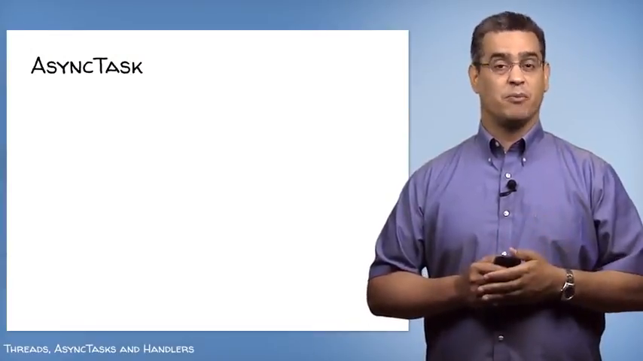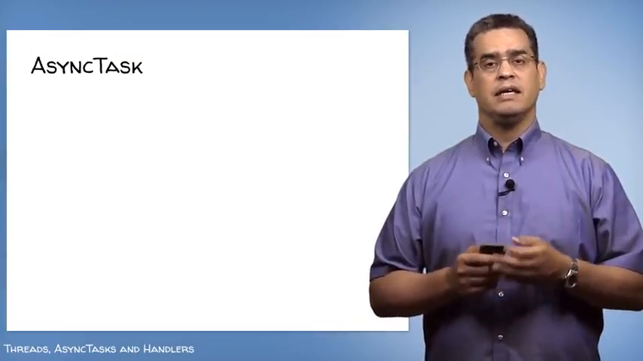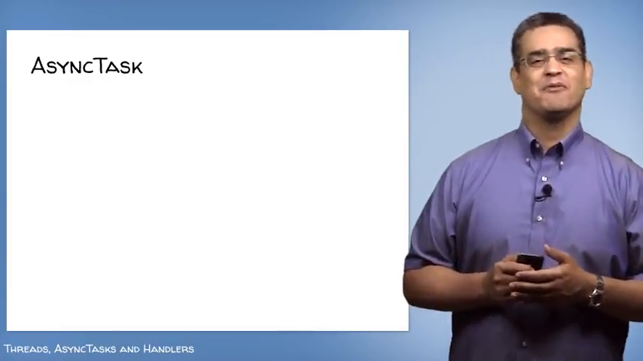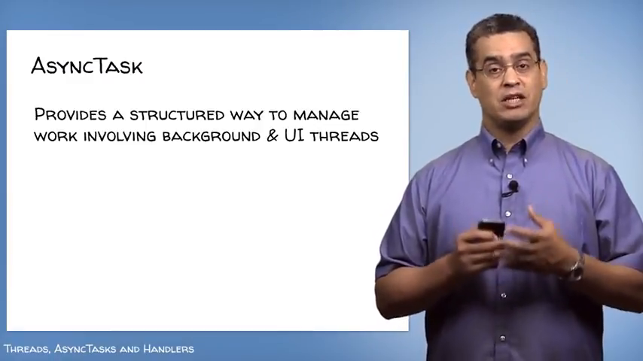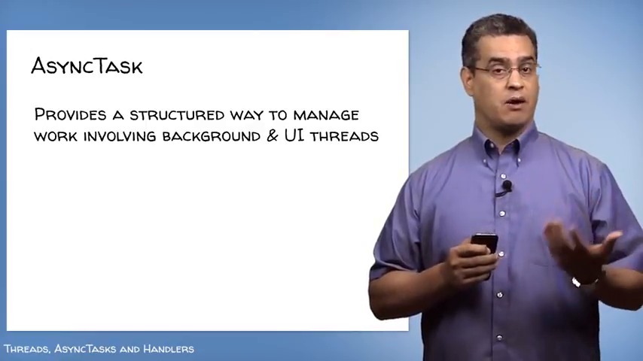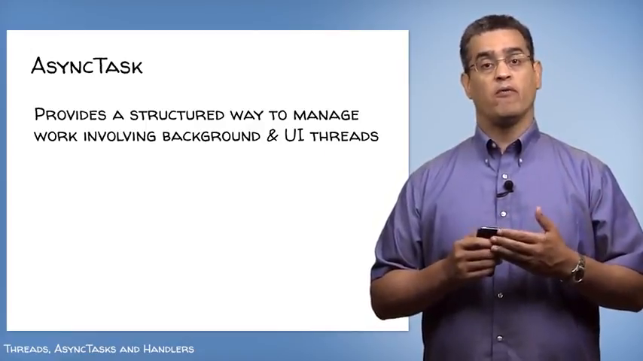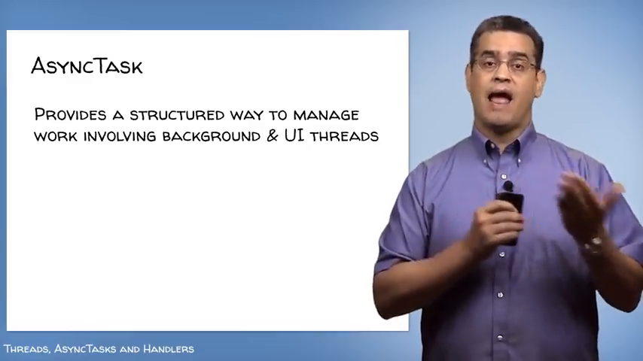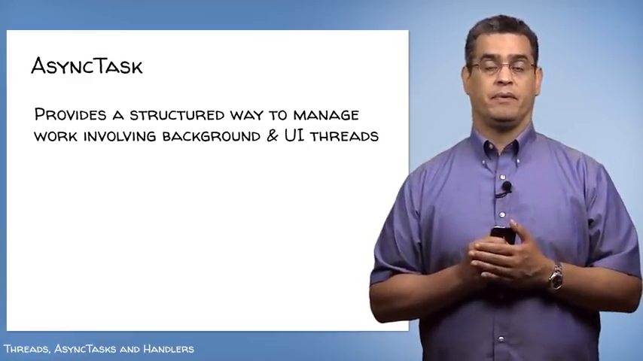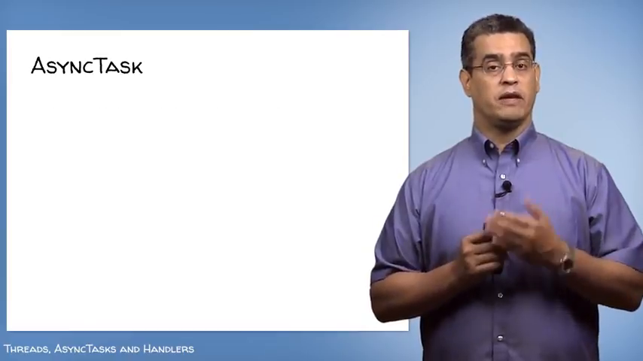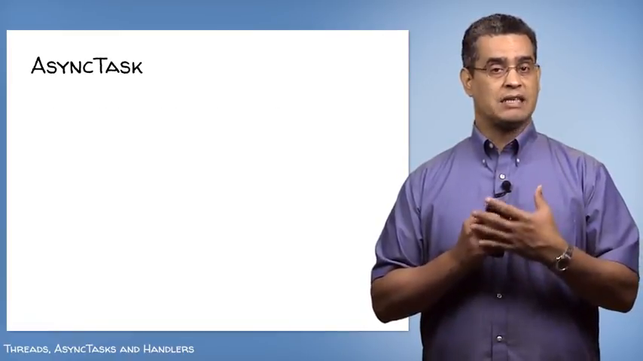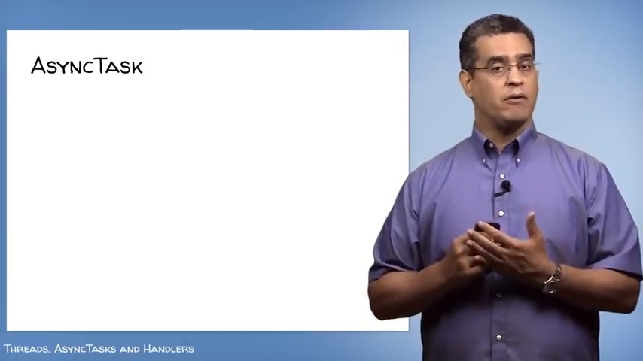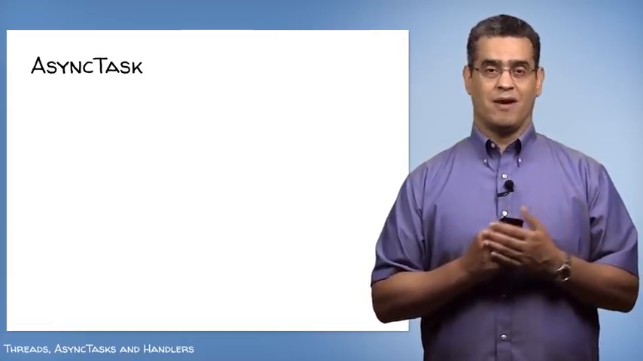The next threading support class that we'll discuss is the AsyncTasks class. This class provides a general framework for managing tasks that, as in our previous examples, involve work that has to be shared between a background thread and the UI thread. The general workflow that you follow when you're using an async task is that work is divided between a background thread and the UI thread.